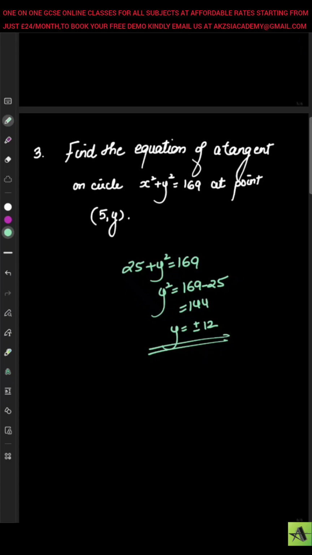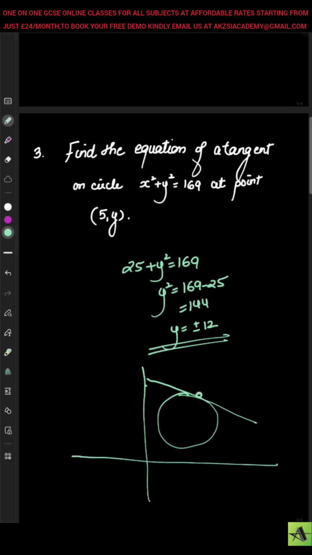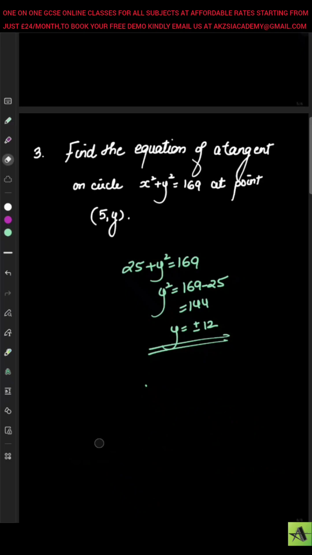If it is mentioned specifically in your question, for example, you'll get to know that your point is lying in the first quadrant and hence I have to take the positive value. Here, it's not mentioned whether it's going to be positive or negative, so we have to solve with both. Let me explain, taking the positive value. That will be (5, 12) as my point. So this is the circle and we have this point (5, 12) and this is the tangent.